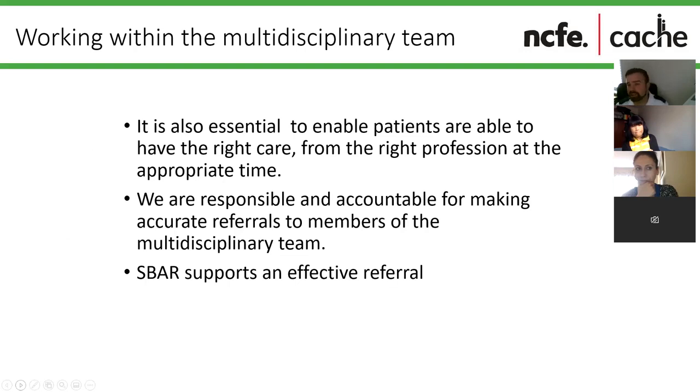Equally, we could work with a multidisciplinary team, can't we? So it may be the fact that this isn't working. We need that additional expertise. Maybe at this point, if it is maybe the teeth and we need a dentist, do we need a dietitian as well?